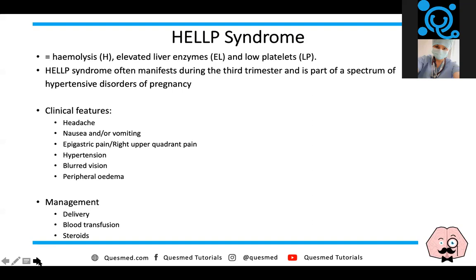So let's think about HELLP syndrome. So this stands for hemolysis, elevated liver enzymes, and low platelets. Again, it most often occurs during the 3rd trimester and is part of a spectrum of hypertensive disorders with a similar etiology to pre-eclampsia. Clinical features are similar to pre-eclampsia, with right upper quadrant pain, visual changes, peripheral edema, and hypertension. And again, management is with delivery. However, people may need blood transfusion and steroids if there's marked abnormalities in the full blood count.